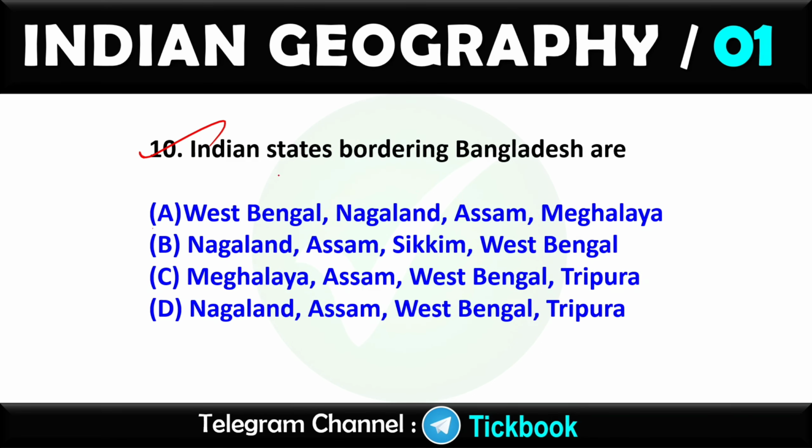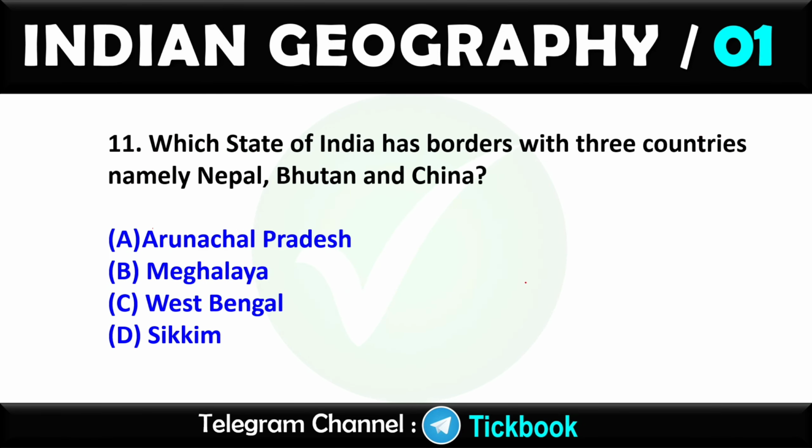Question number 10. Indian states bordering Bangladesh are? Option number C, Meghalaya, Assam, West Bengal, Tripura. Question number 11. Which state of India has borders with 3 countries, namely Nepal, Bhutan and China? Option number D is the right answer, Sikkim.